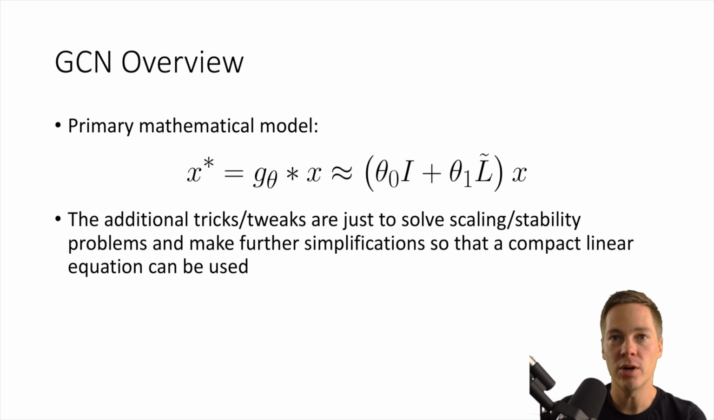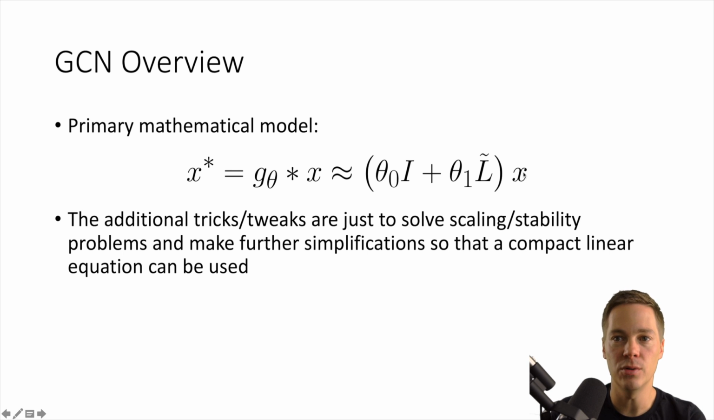And this is the primary mathematical model of GCN. This is exactly what it's using. It's approximating this convolution operation by these first two terms. We have theta 0, which are some parameters we would need to learn, multiplied by the identity matrix, and then another set of parameters multiplied by our scaled Laplacian. And then this operator, in sum, operates on our original node features x here.